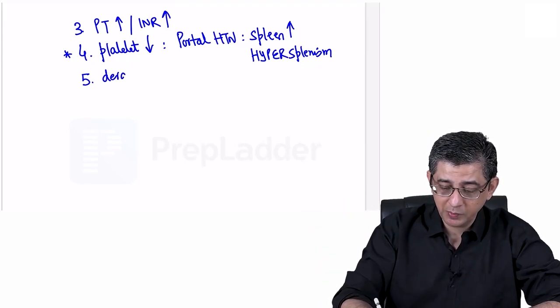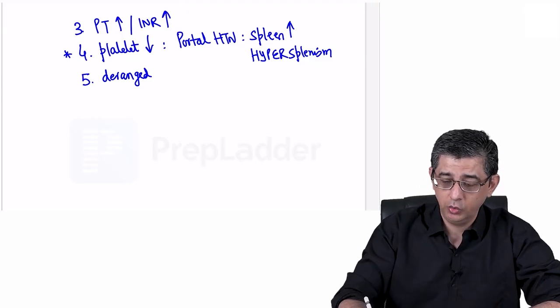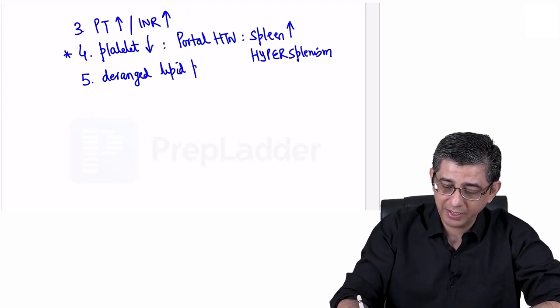As I explained to you, in these patients LDL cholesterol will be high all through. HDL values can fluctuate. So a deranged lipid profile will be present in these patients.